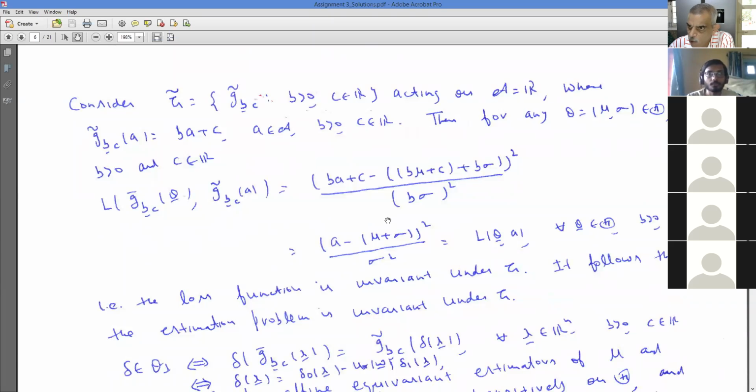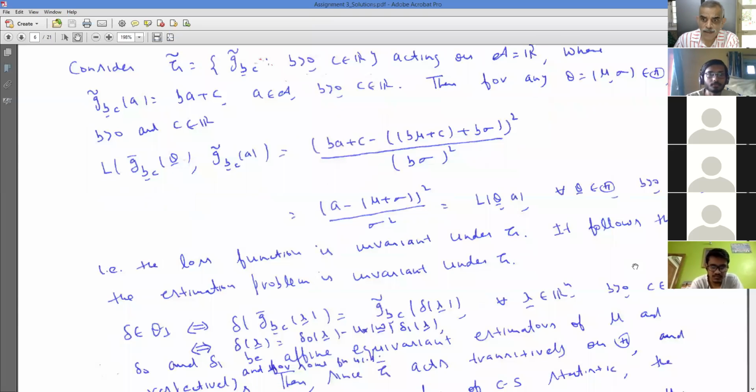So your loss is invariant. Loss is invariant, so the estimation problem is invariant. Estimation problem is invariant, so you can consider only invariant rules. Is that okay? Yes, sir. Now here G bar acts transitively. Why? There are two parameters b, c, and the only parameters are also two, mu and sigma. So given any (mu1, sigma1) and (mu2, sigma2), I can relate them by a g bar_{b,c} transformation, right? Yes. So G bar acts transitively.